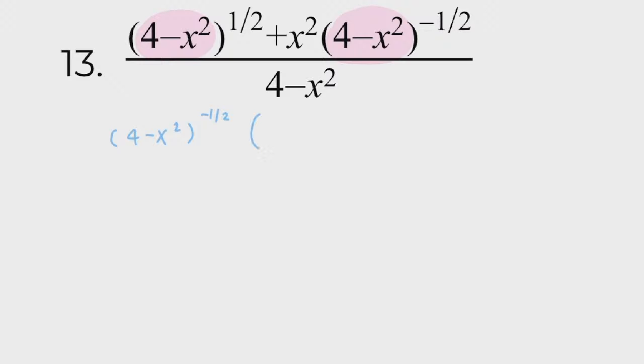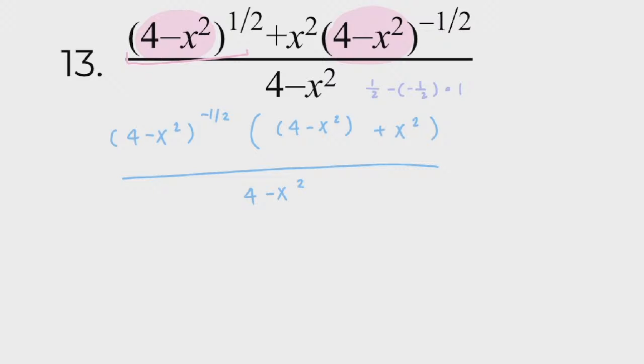For the first term, we are left with 4 minus x squared. Then we have to figure out the exponent, so that's going to be 1/2 minus -1/2, which is going to be 1. And in the second term, we're left with x squared. We can't do anything in the denominator, so we'll just leave it as 4 minus x squared.